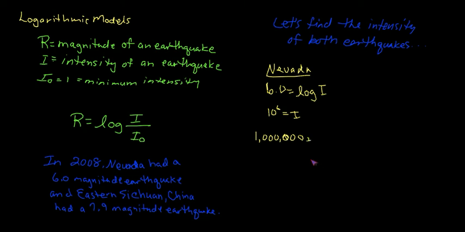Now again, a number by itself like that doesn't tell a whole lot, so like I said, we want to make a comparison here. So let's go with the 7.9 in China. So we would do 7.9 equals log of I, and we'll just do our same thing here. This is base 10 raised to the 7.9, and that equals I. And I'm not going to do 10 to the 7.9 in my head, but if we simplify this one, it comes out to be approximately 79,400,000.